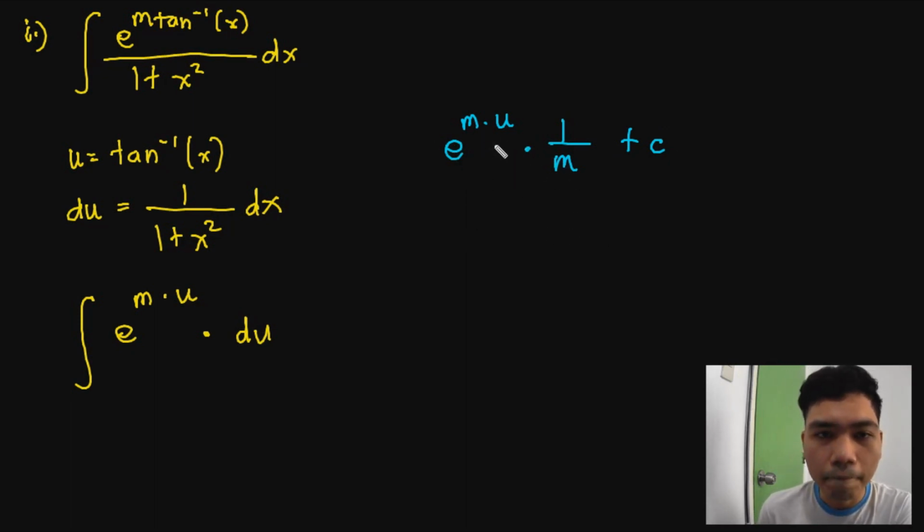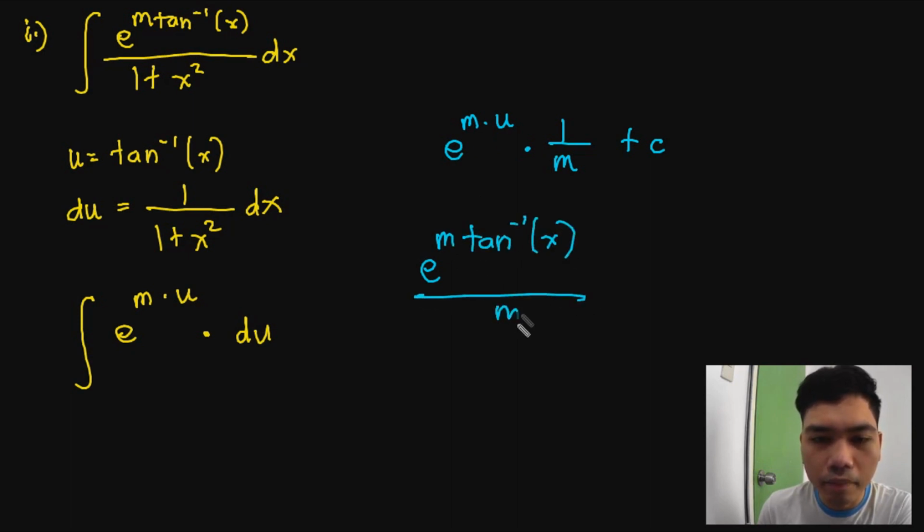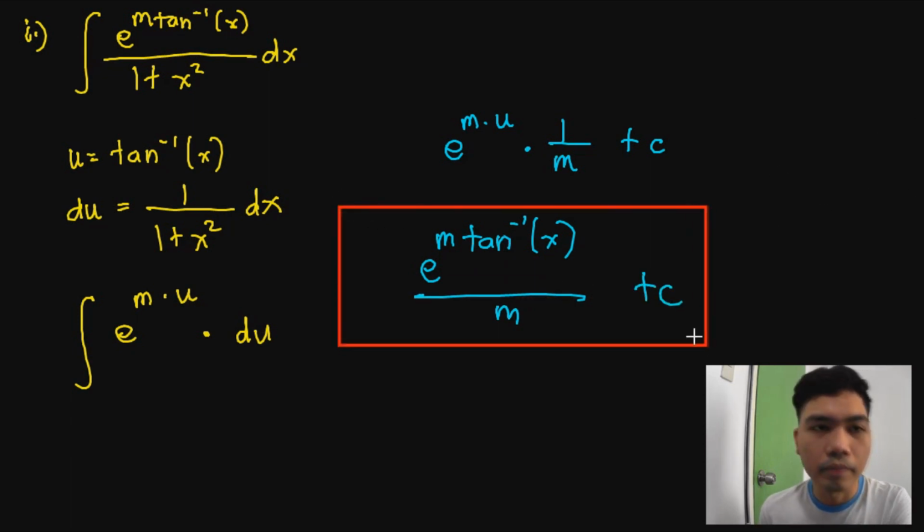Now we have to substitute this in terms of x. So we have e raised to m times tangent inverse of x, and then divided by m plus c. So this is your final answer for this problem.